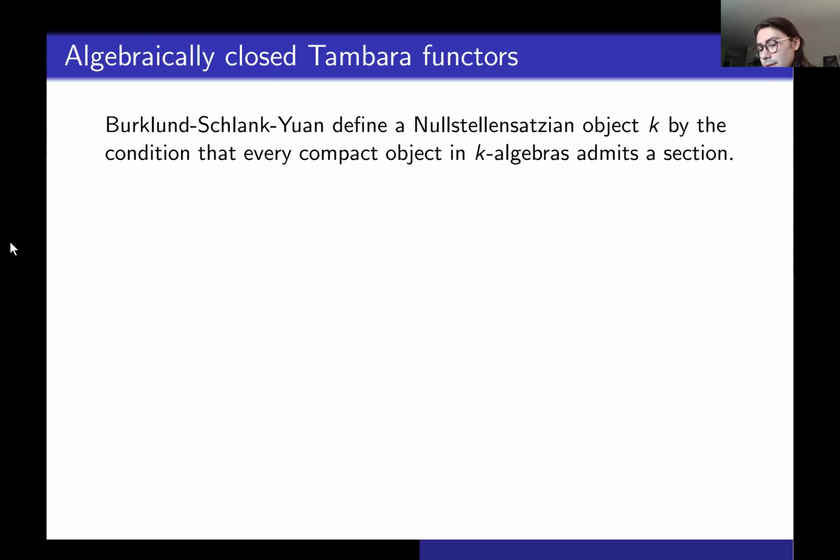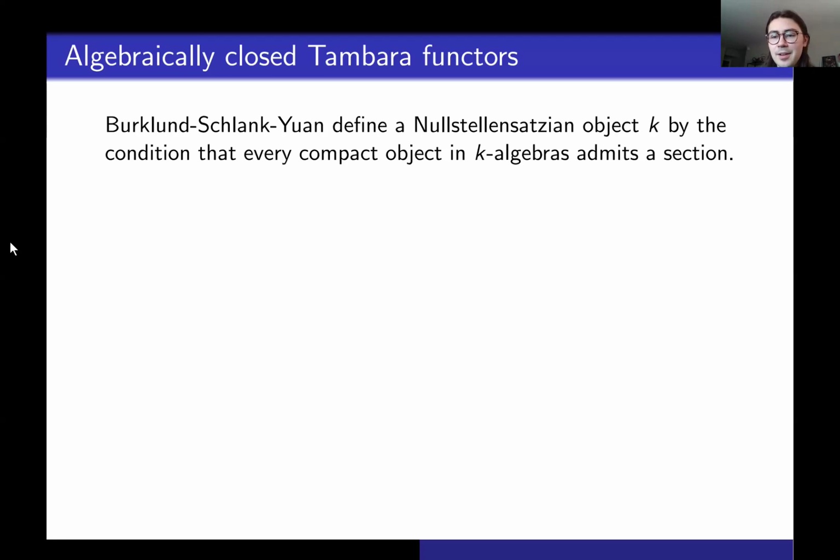Okay, so next, for the last four minutes or so, I'm going to tell you the main result of a different project on Tambara fields that I worked on with Ben Spitz and Jason Schuchardt. So this concerns the question, what do algebraically closed fields look like? Burklund-Schlank-Yuan have this amazing paper, the chromatic Nullstellensatz, and they classify the algebraically closed, well, Nullstellensatzian fields in Tn local commutative rings or something.